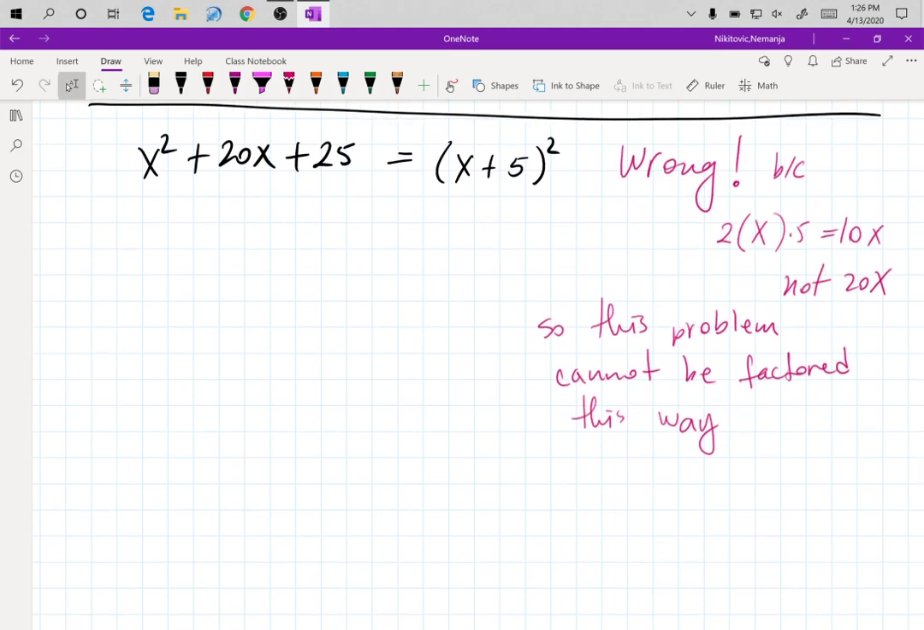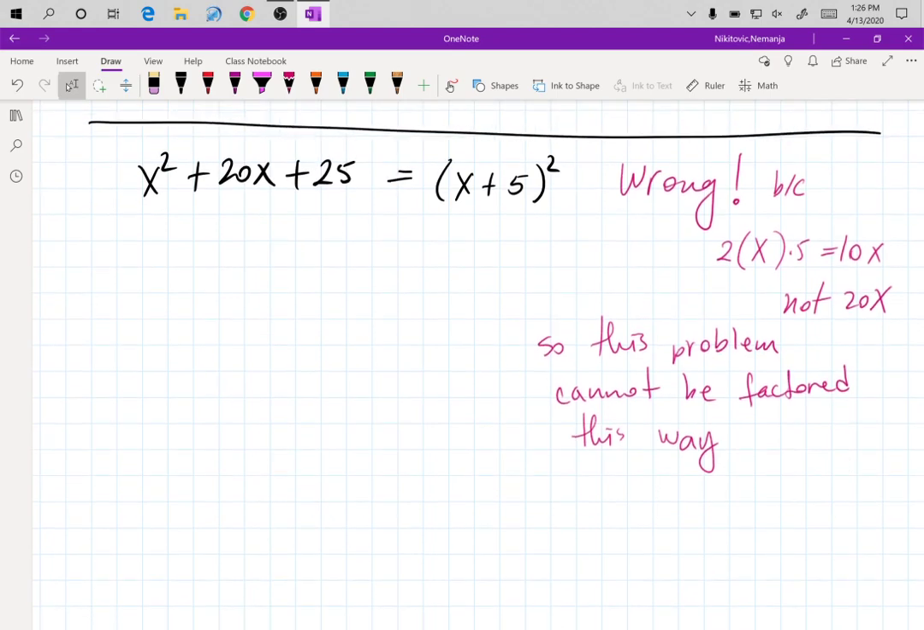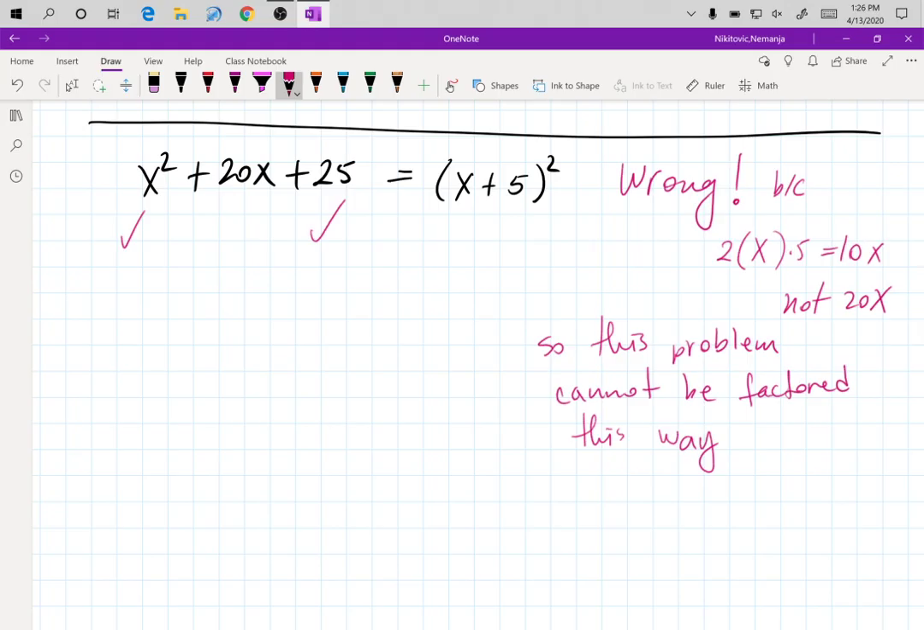So it's tough. So it cannot be factored this way. This problem cannot be factored this way, even though these are perfect squares, right? These two are perfect squares. Even though they're perfect squares, it's still not this type of factoring because the middle term didn't match.